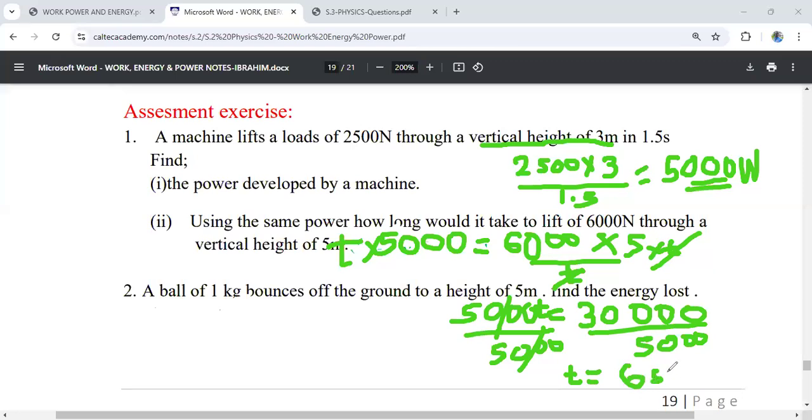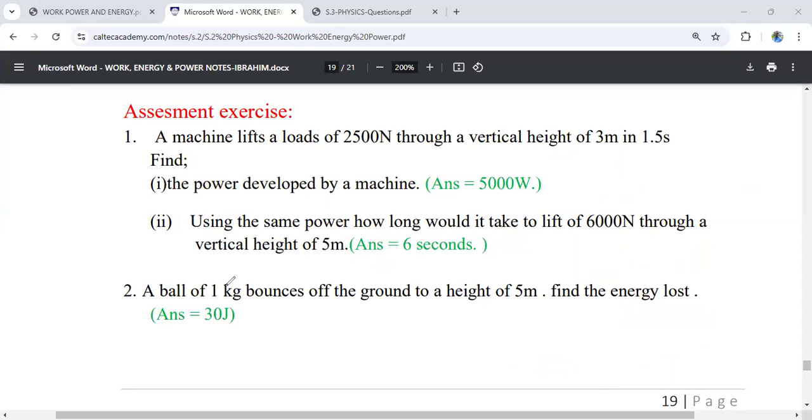Now, if you don't have energy to write seconds in full, then write a small s. Don't write sec. Sec is not a unit for seconds. You write a small s, or you write the full word. So those are our answers for number 1.